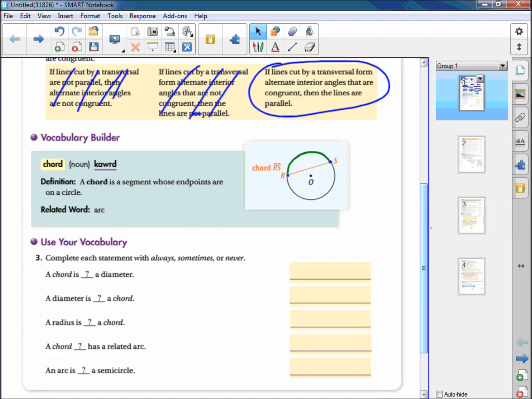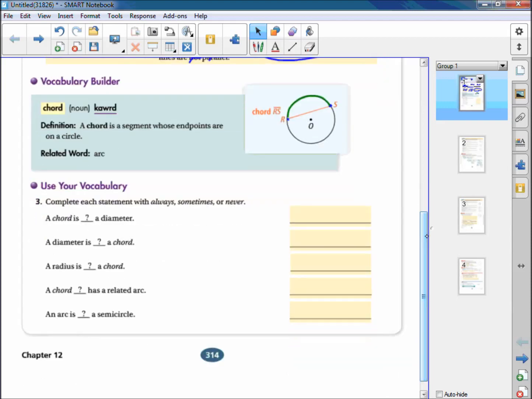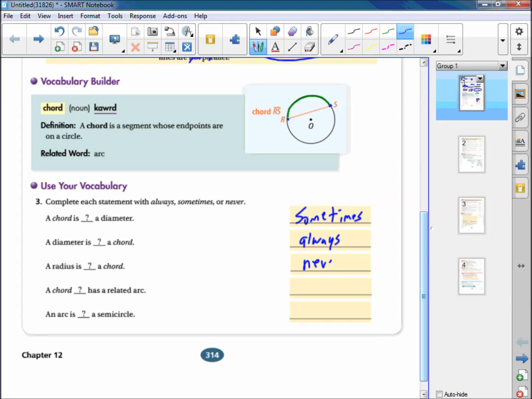Okay, so complete each statement with always, sometimes, or never. A chord is sometimes a diameter. So the diameter is a special chord that goes through the center. So a diameter is always a chord. A radius is never going to be a chord, though, it doesn't touch the outside of the circle twice. A chord always has a related arc.